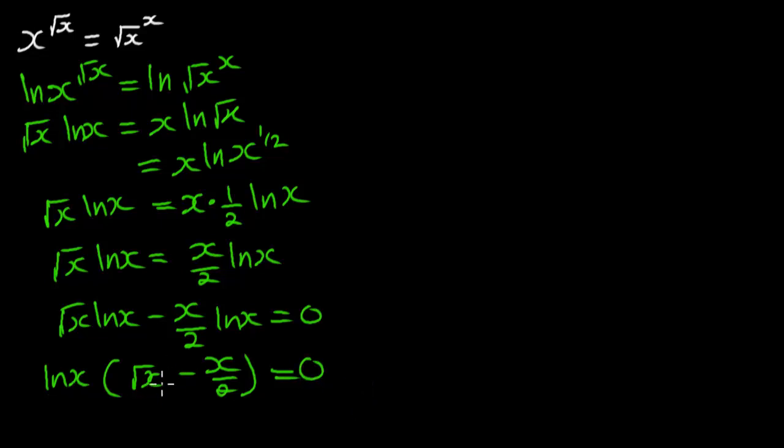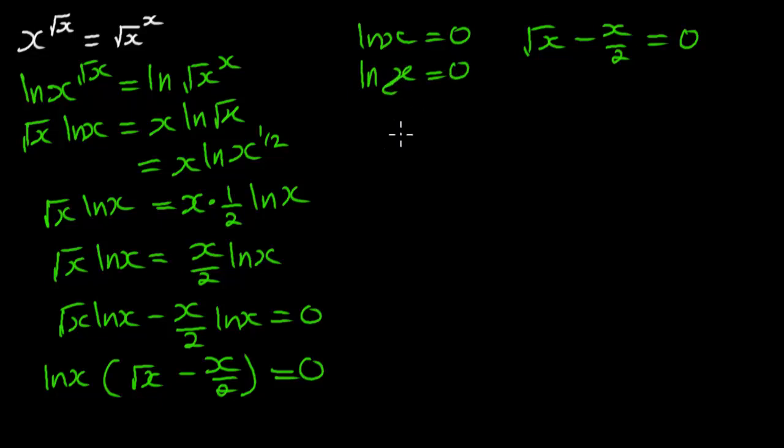Here we have two factors equal to 0. So we are going to equate this to 0, then this also to 0. So we are going to have the ln of x is equal to 0, and then the square root of x minus x on 2 also equal to 0. By definition, the natural log is to the base e. So we are going to have log of x to the base e is equal to 0, and then with the property of logarithm, x is equal to e exponent 0, and then x will be equal to 1.